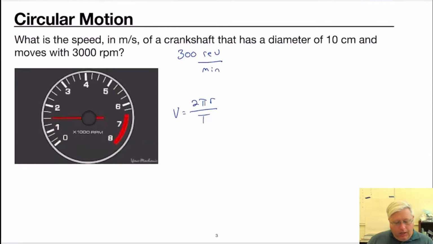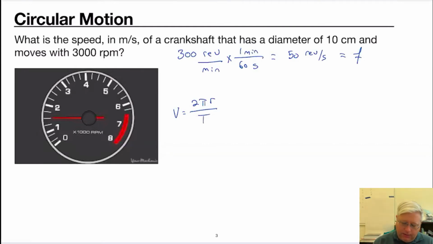First of all, we want to know the speed in meters per second. So the first thing is to change minutes to seconds, and that gives us 50 revolutions per second. That's the frequency, and frequency we symbolize with a lowercase f. So that's how many times. Basically, the crankshaft spins 50 times each second.